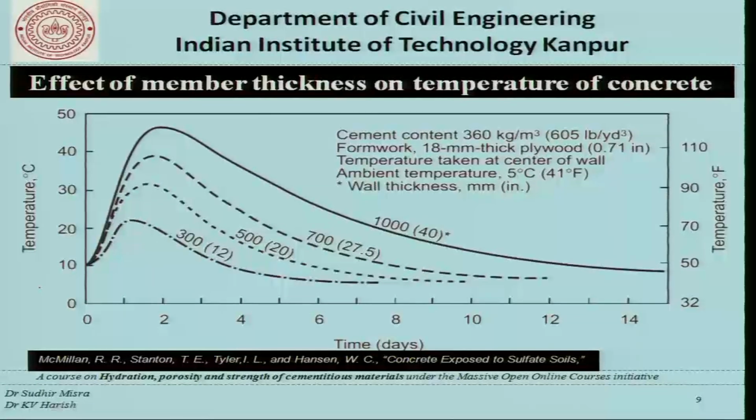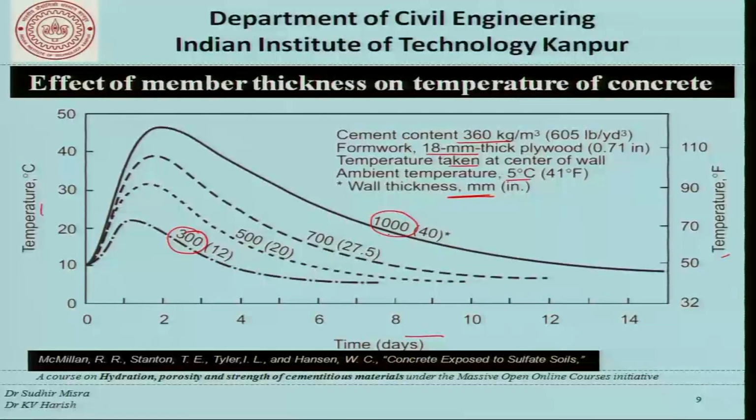Now, this slide shows the effect of member thickness on the temperature of concrete. This side is in degrees centigrade and this side is in Fahrenheit, and here we are talking in terms of time in days. So we see that for a cement content of 360 kgs per cubic meter, having a formwork of 18 mm thick plywood, the temperature taken at the center of a wall with an ambient temperature of 5 degrees centigrade, if the wall thickness was varied from 300 mm to 1000 mm.